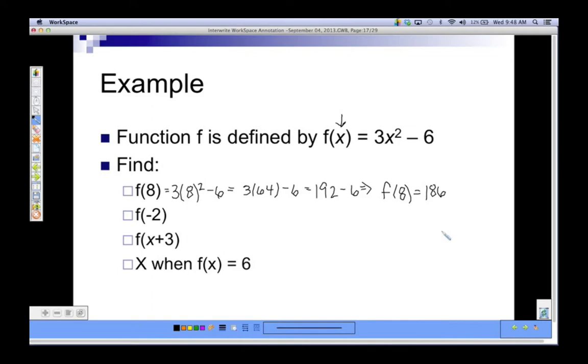Okay, try f of negative 2. So 3 times negative 2 squared minus 6. So that means we have 3 times negative 2 squared gives us 4, so 3 times 4 is 12 minus 6, which gives us 6. So we will say that f of negative 2 is equal to 6.